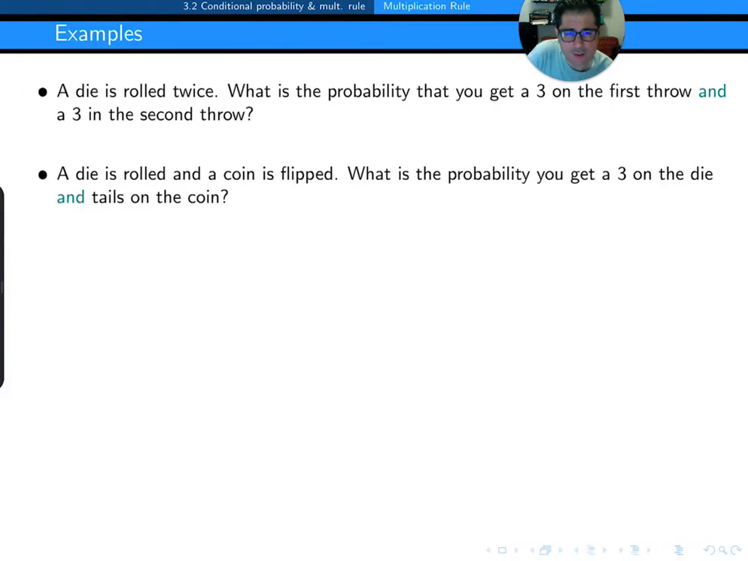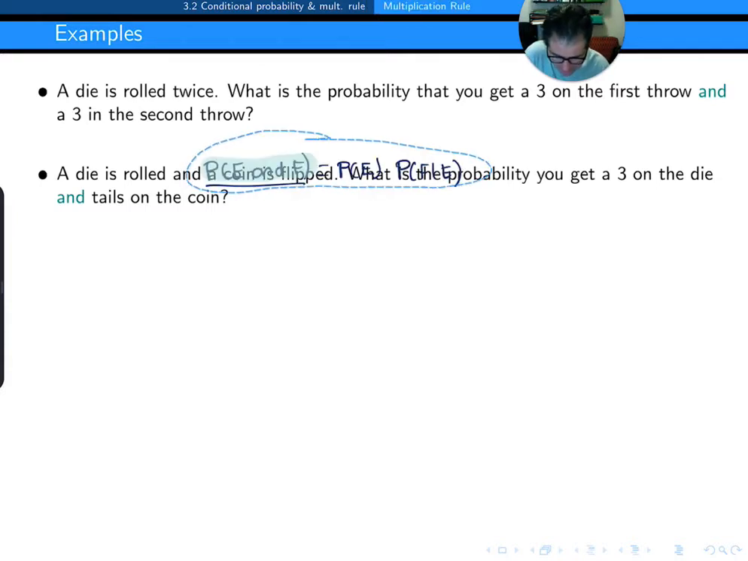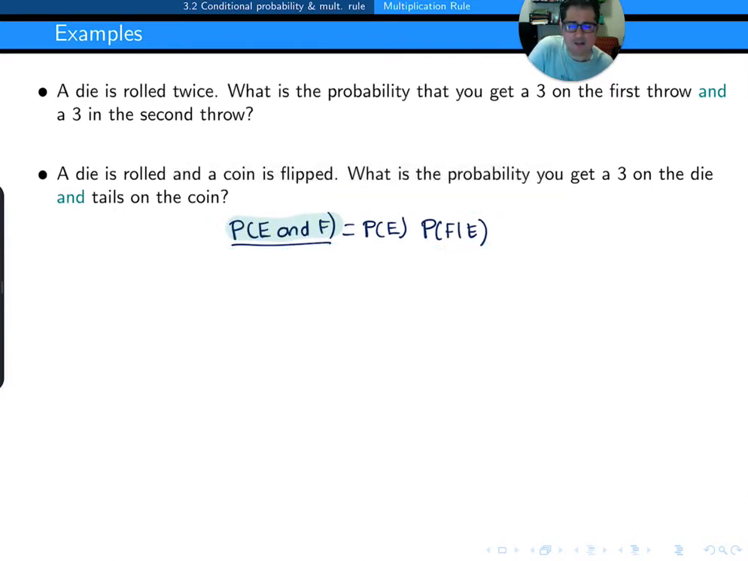Now a die is rolled and a coin is flipped. What is the probability that you get a 3 on the die and tails on the coin? So it's going to be exactly the same formula, right? E is I get a 3 on the die, and F is I get tails on the coin. So, of course, the probability of getting a 3 on the die is again 1/6. The probability of getting tails on the coin, knowing that I got a 3 on the die, it doesn't matter. It's still going to be 1/2, right? Whatever happened on the die doesn't affect what's going to happen with the coin. So I'm just multiplying, right? It's going to be 1/12.